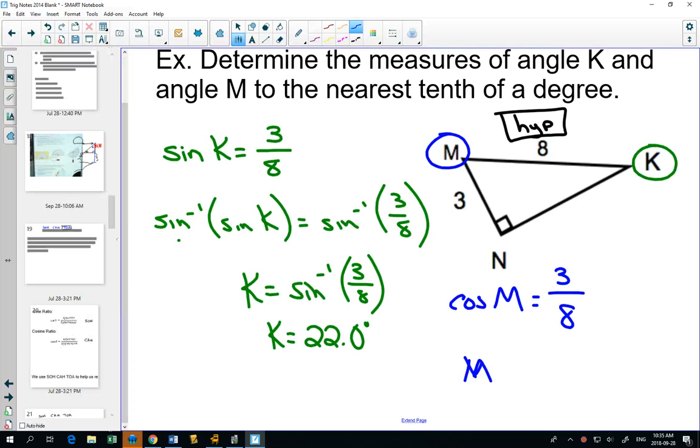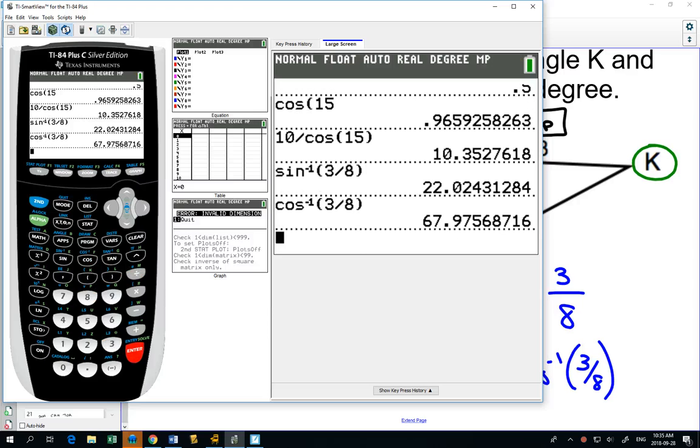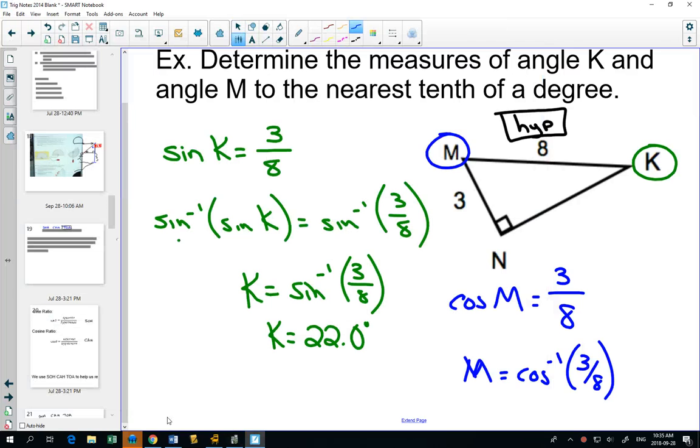And angle M, if we take cos inverse of both sides, my calculator says, I have all my cos ratios memorized as well. You have a ratio of 3/8. I'll tell you that with the ratio of 3/8, the angle is 67.97, rounded to the nearest tenth, 68.0 degrees.